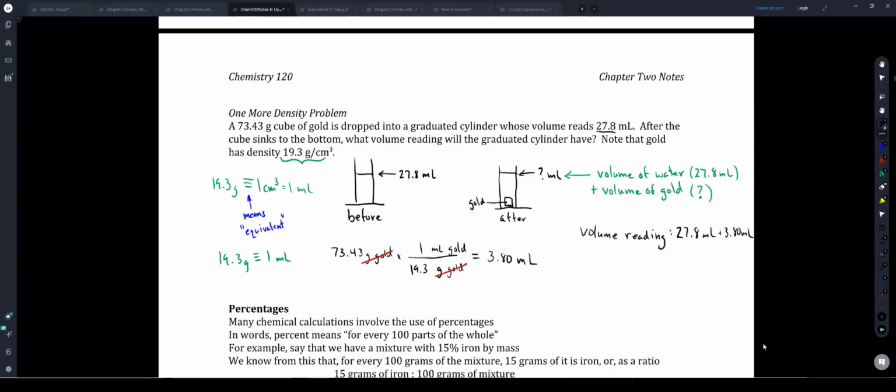And what is that? 31.6. Remember, now we're adding. This goes to the tenths. This goes to the hundredths. We must go to the tenths. 31.6 milliliters. Any questions here?